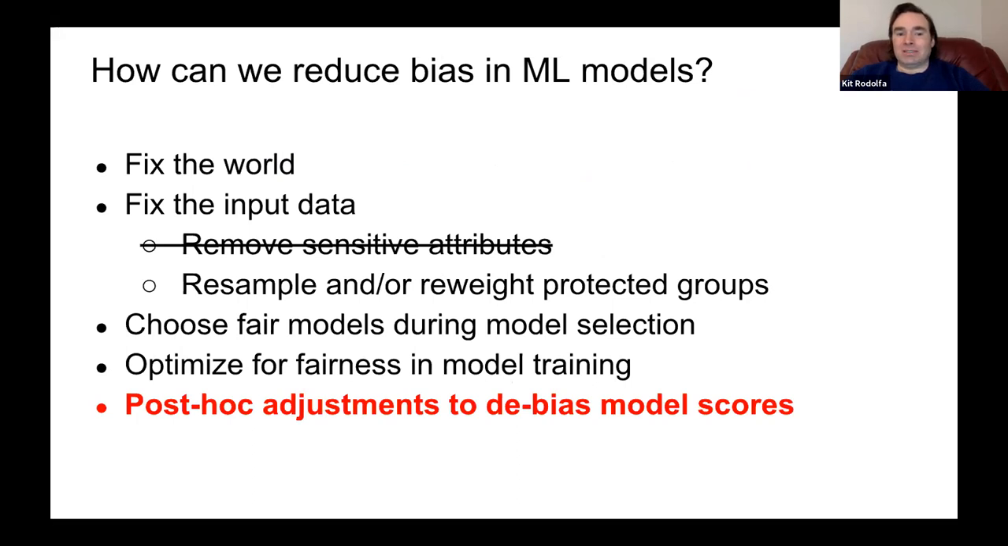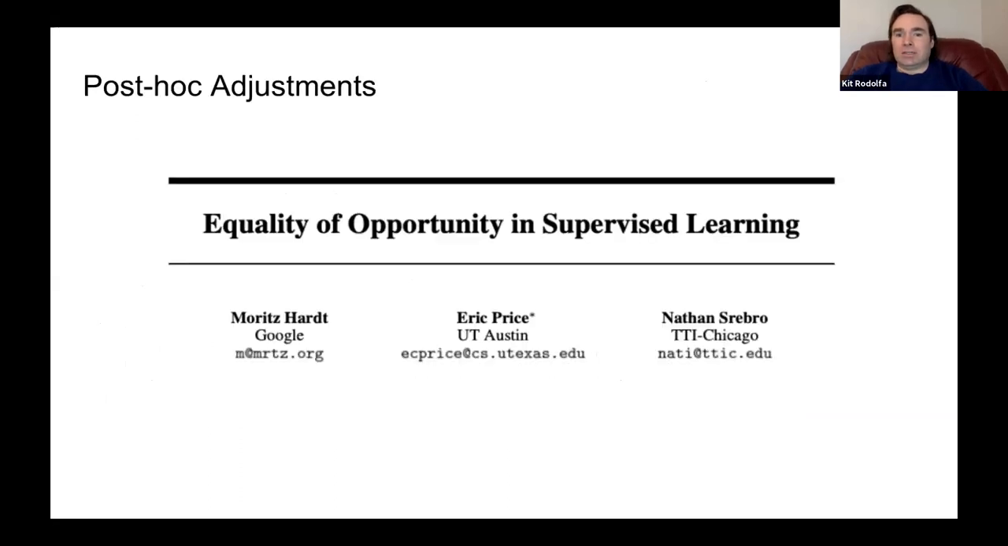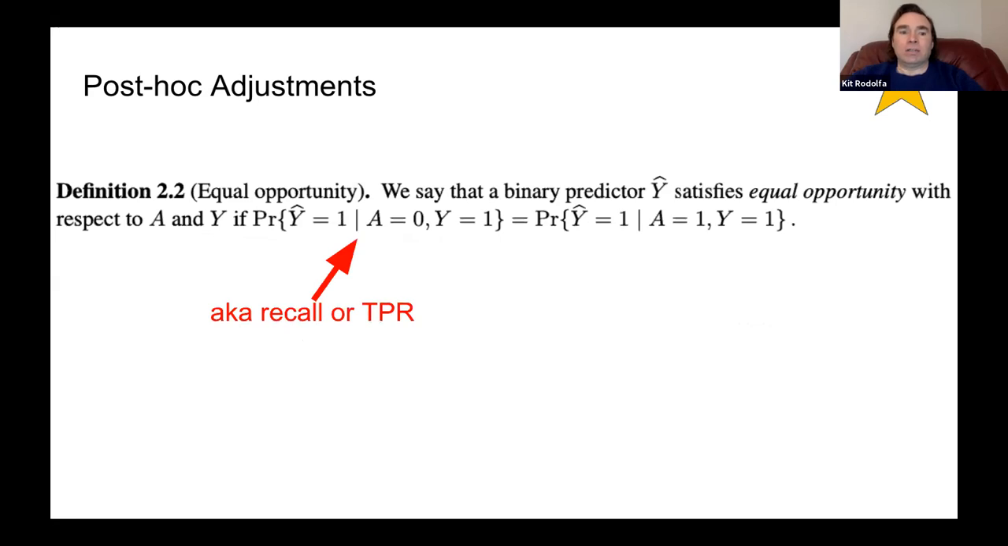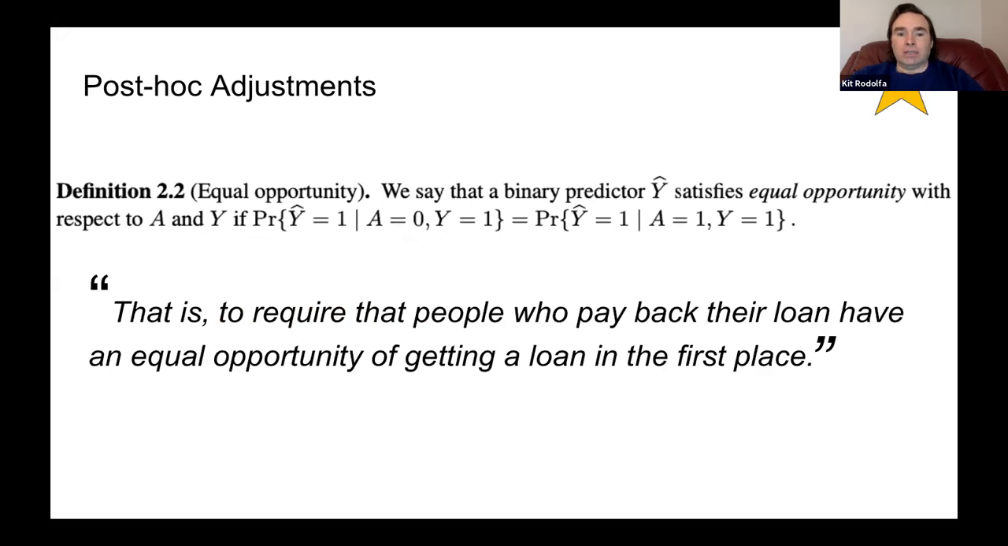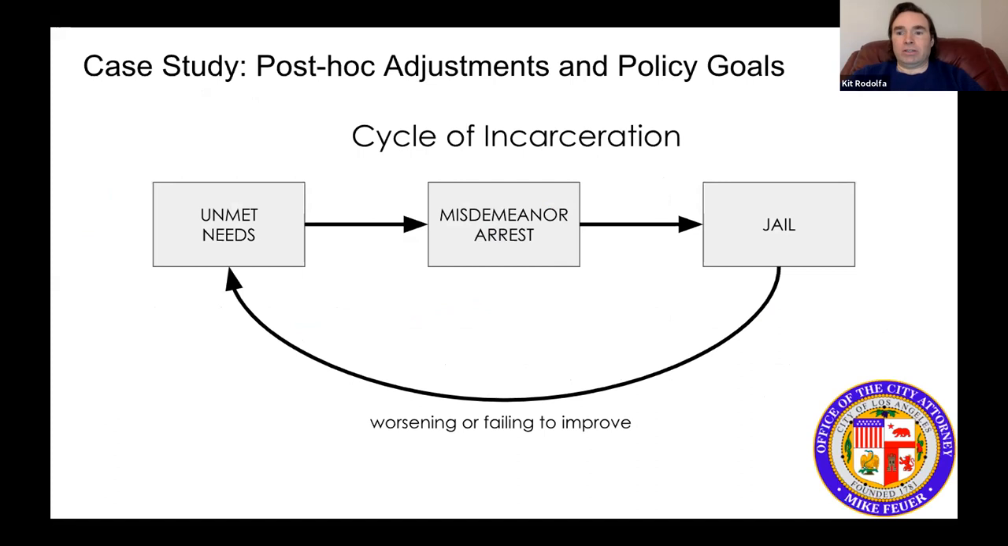And then the last option is, well, what if we treat the model as a black box? We have these scores, these actual outcomes. Is there something that we can do at that stage? There's, again, a variety of work looking at different options here. This paper by Moritz Hardt and colleagues looks at what they call equality of opportunity, which is what we've been calling recall or true positive rate parity, and looks at how they can do some post-hoc adjustments, essentially by setting different score thresholds for different groups to equalize recall across groups.